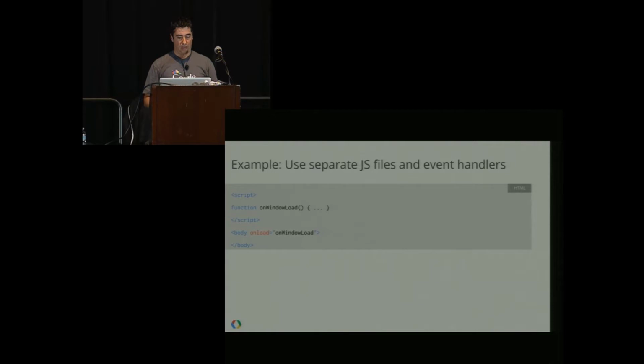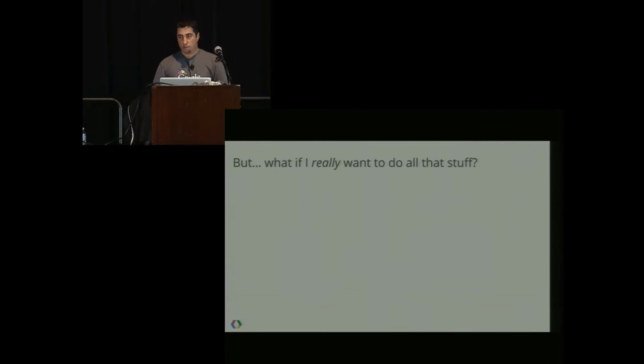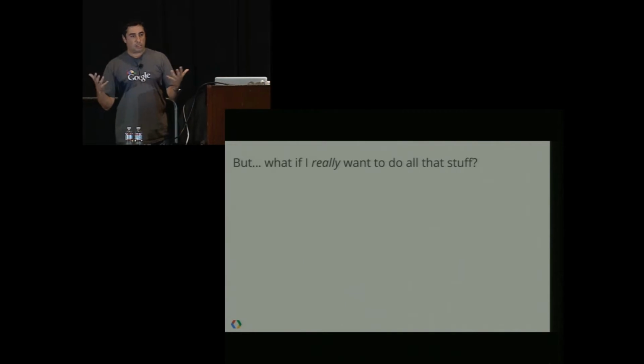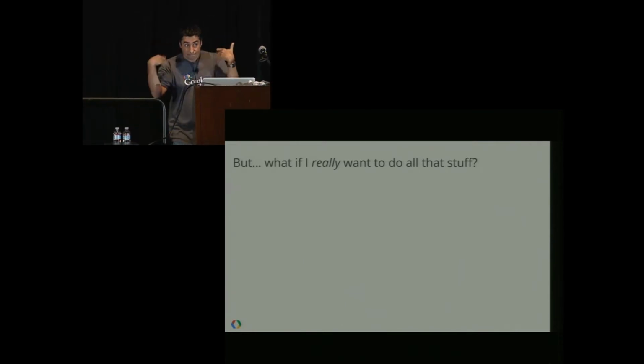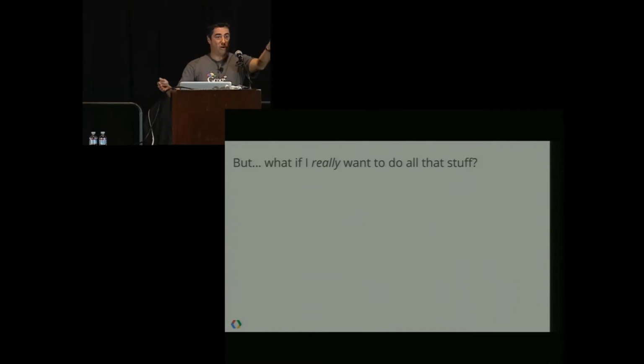So just to take an example, this is inline script in a head tag with an onload handler. That's not good. You've got to use addEventListener, and you've got to use no attributes. But then the question usually comes up, but what if I really want to do that stuff? What if I really want to do that stuff?